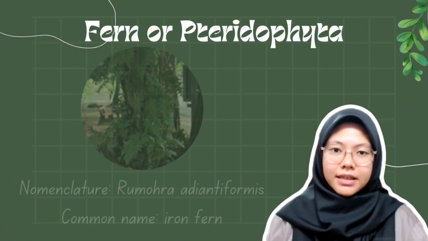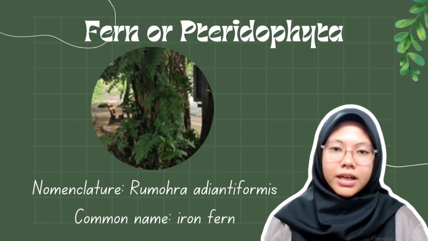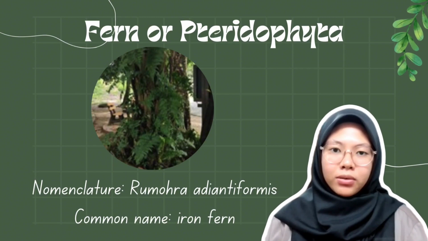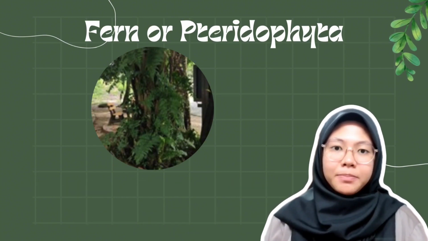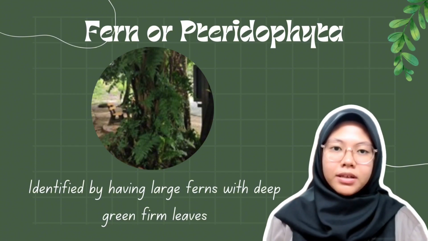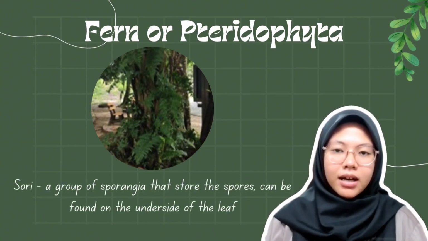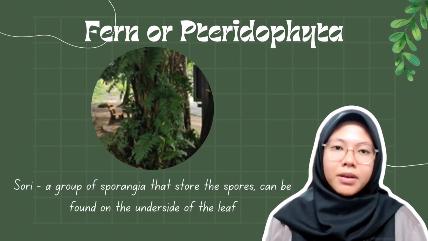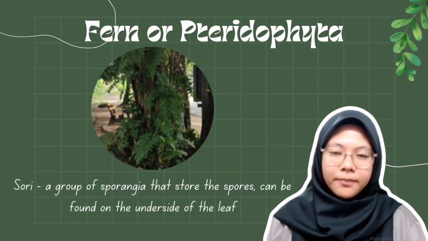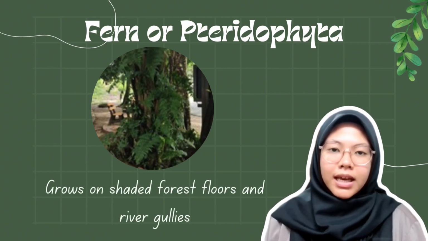The second species is Rumohra adiantiformis from family Dryopteridaceae, or commonly known as iron fern. This species was identified by having large ferns with deep green firm leaf. The sori, which is a group of sporangia that store the spores, can be found on the underside of the leaf. Iron fern commonly grows on shaded forest floors and river gullies.